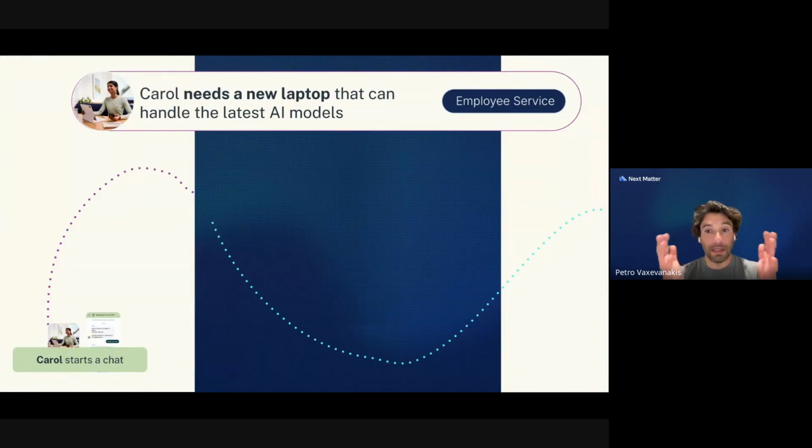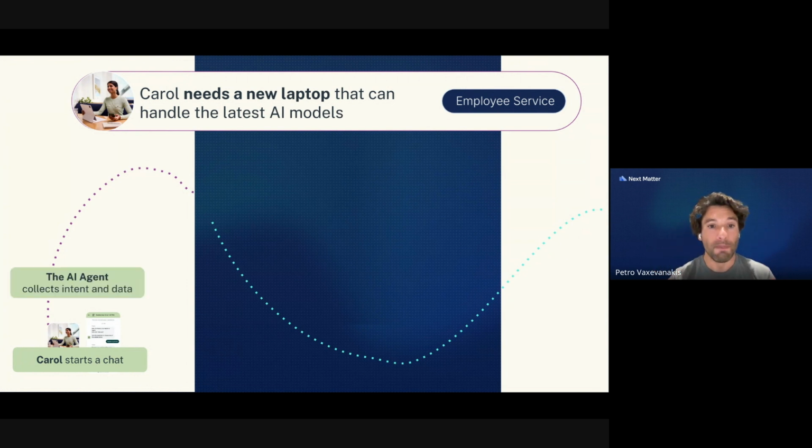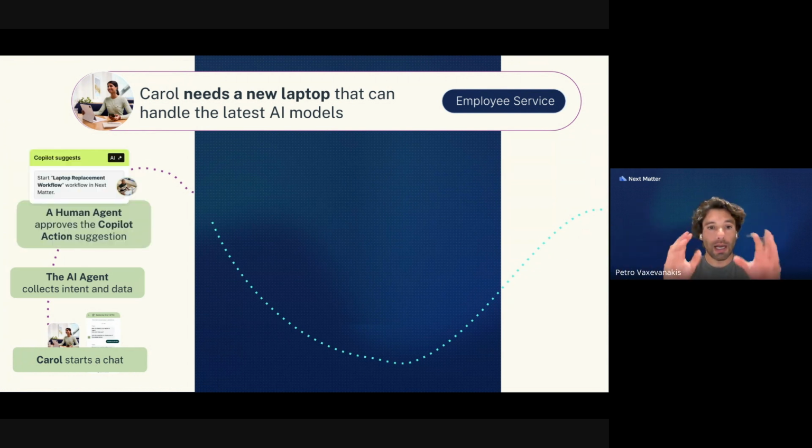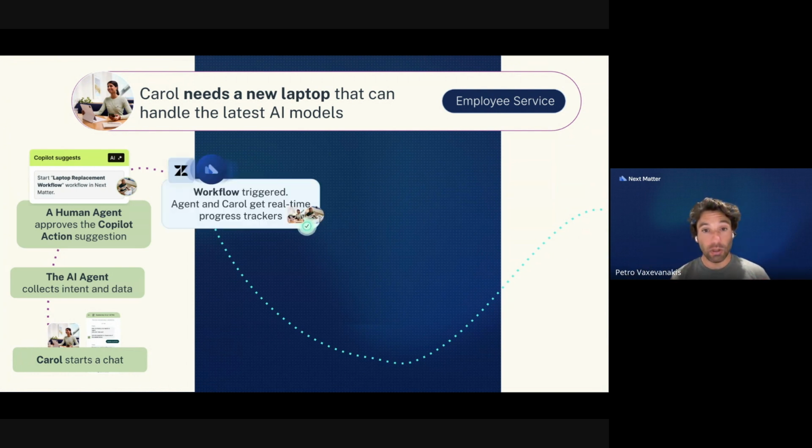So this is the ideal scenario that we'll show you, where Carol starts a chat on the Zendesk chatbot. Then the AI agent collects all the intent and data through this chat, after which the human agent can see all of that data in their interface. And this is where Copilot comes into action with a suggestion for how to act on this. The suggestion is a workflow.